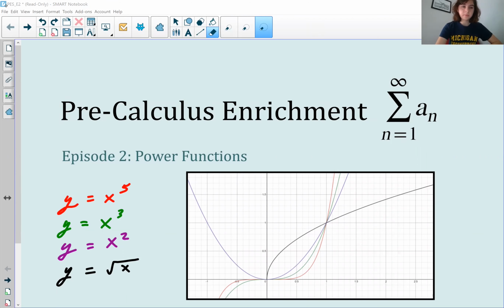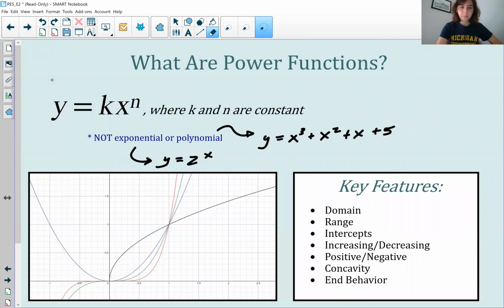Don't freeze on me. Hold on. There we go. Okay, what are power functions? It follows this form: y equals k times x to the n, and k and n are both constant. Something I want to clarify is that power functions are not exponential. Exponential functions like 2 to the x take a number raised to a variable, versus power functions have a variable raised to a number. So kind of a distinction there.